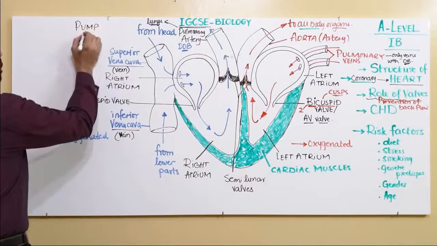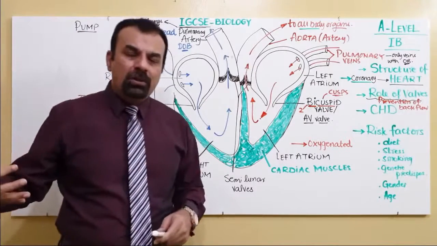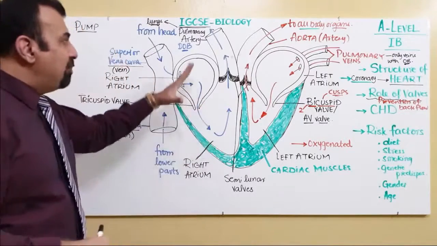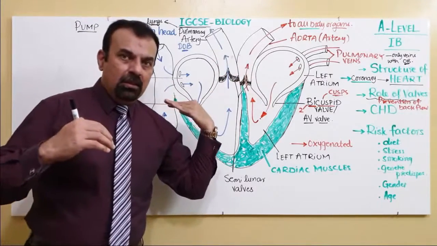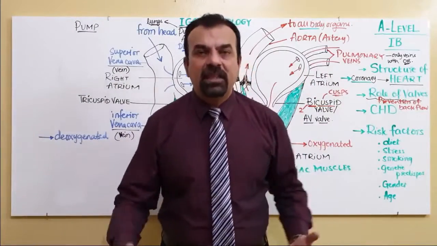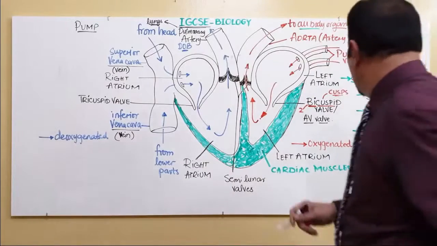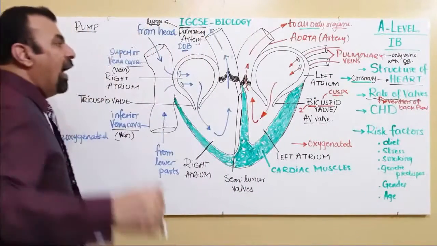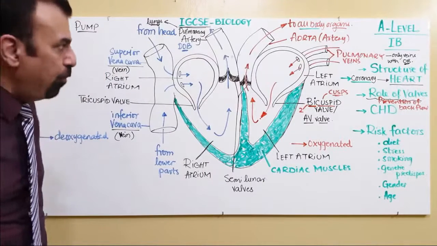It is like the pump which you have in your home, which is pumping water. So heart is basically pumping blood. This chamber, right side, is pumping deoxygenated blood. Left side is pumping oxygenated blood. And now we have discussed the roles of valves, and now we're going to see what is CHD.